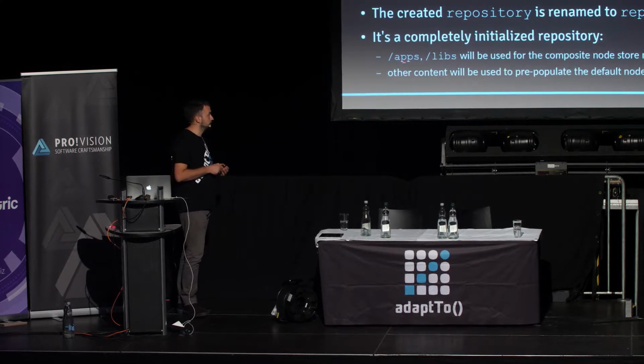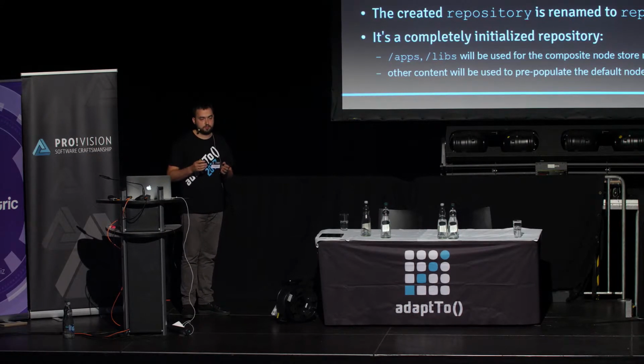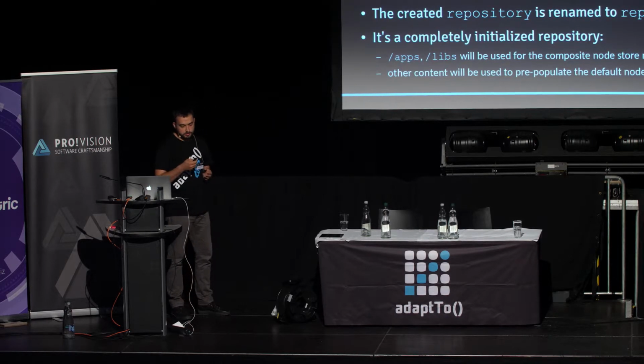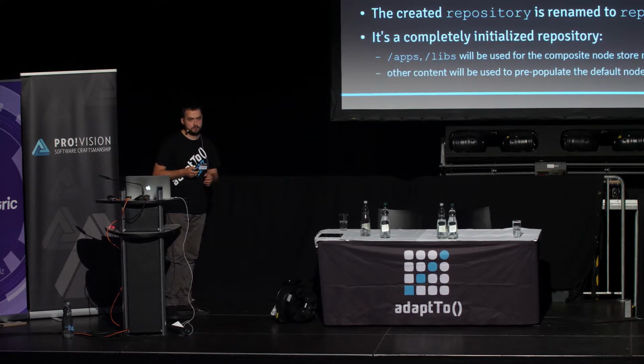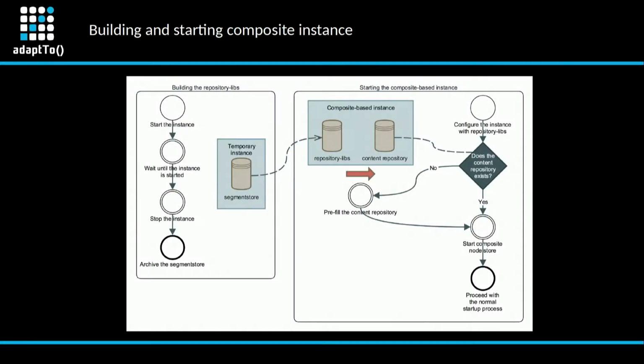It contains the apps and libs part, obviously, because those parts will be mounted by the Composite Node Store. But also it contains everything else. Why? I will talk in a second. So we have this part covered. The only result of this part is this segment store.